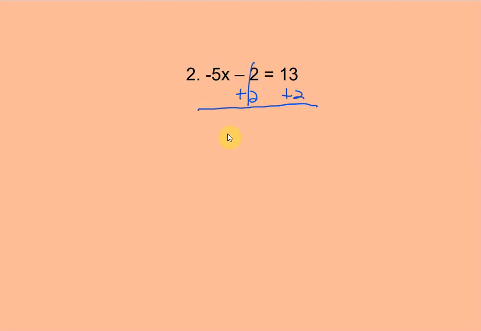The 2's cancel, and I get negative 5x equals 15. Okay, to get the x by itself, we're going to divide by negative 5. And I get x equals... a positive divided by a negative is a negative. 15 divided by 5 is 3. So my solution is negative 3.